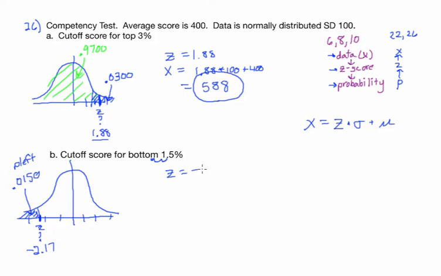So if my z-score is negative 2.17, I now need to change that into my data value. I'll use this formula. A score lower than 183 will send you to summer school.